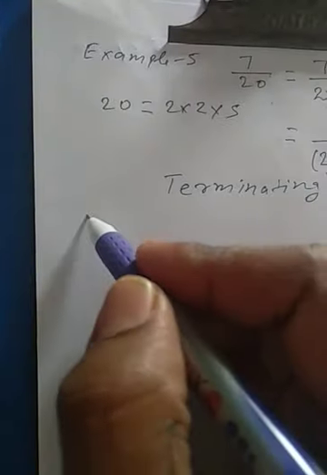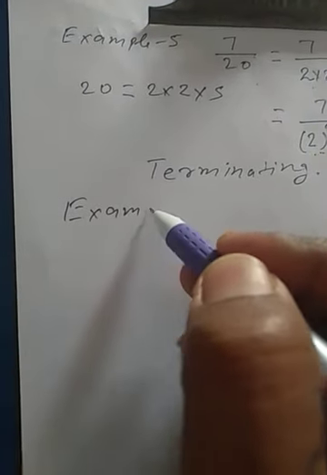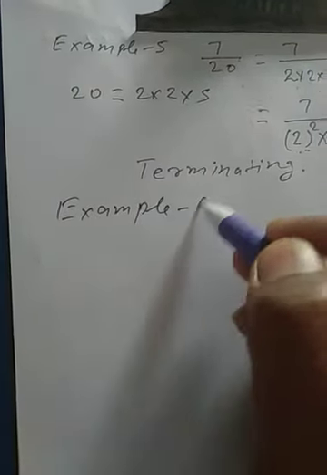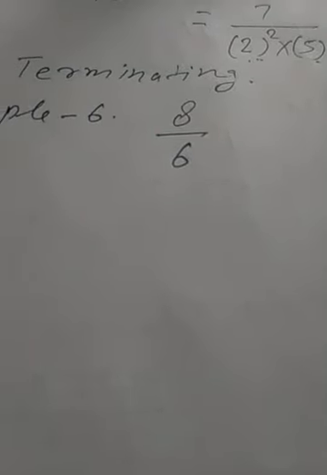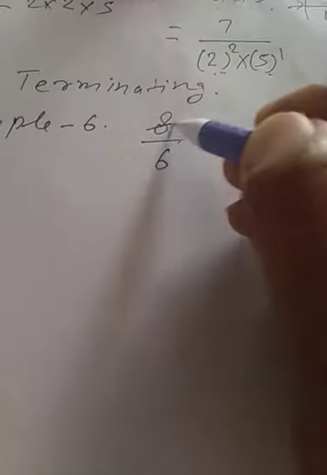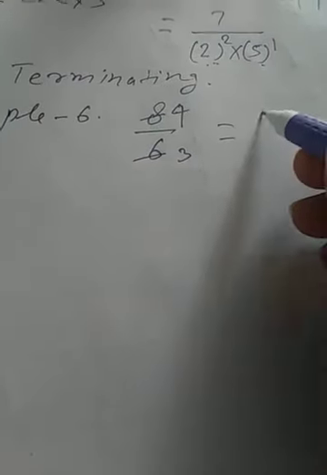Now I am taking another example. Example 6. In this example, I am taking the number 8 by 6. Here you can see this number 8 by 6 is reducible. So we can reduce it. 2 into 4, 2 into 3. And now the number is 4 by 3.